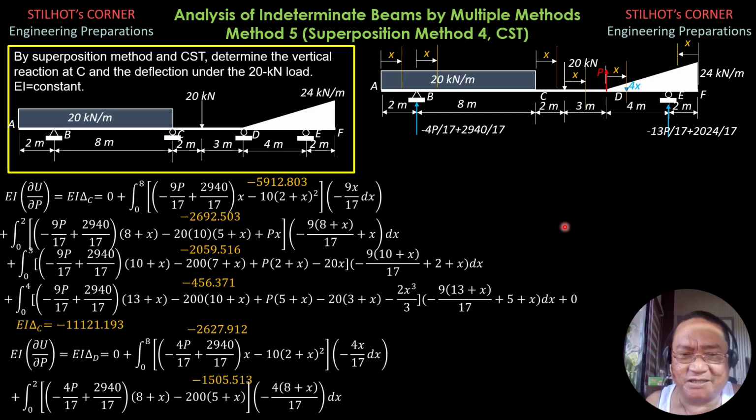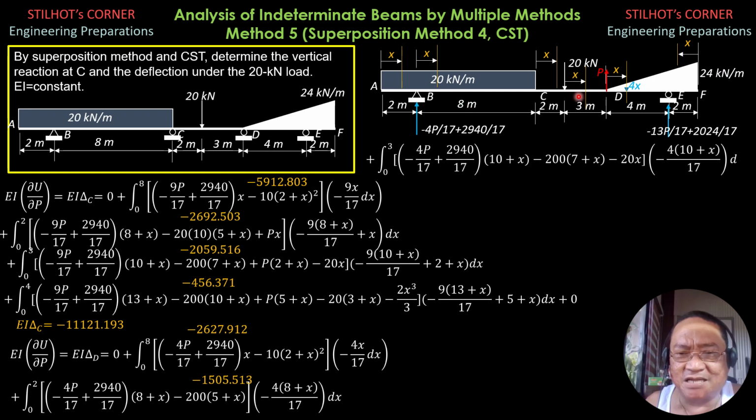Then next section, integral from 0 to 3. By the way, the value of the integral is that. So the integral from 0 to 3 of quantity negative 4P over 17 plus 2940 over 17 times quantity 10 plus x, minus 200 times 7 plus x, then minus 20x. Then the partial derivative of this moment equation with respect to P is that. Then the value of this integral after we set P to 0 is negative 2076.125.